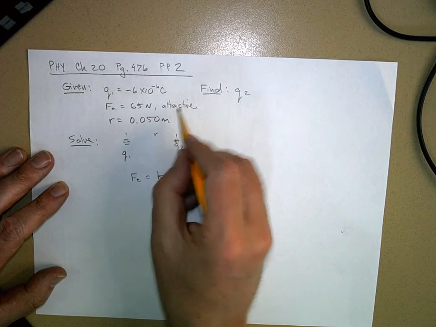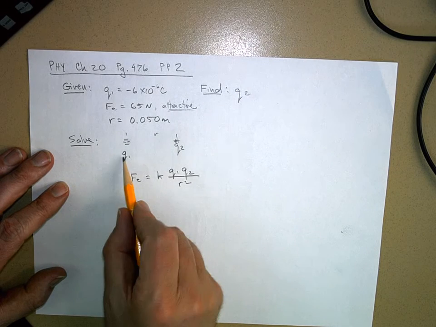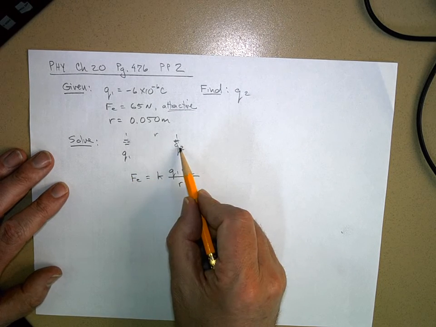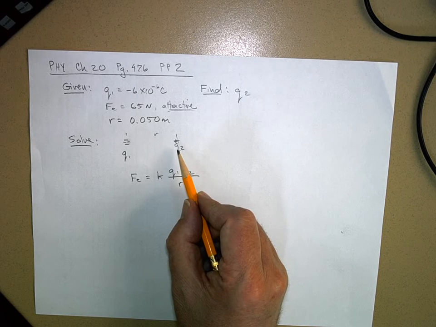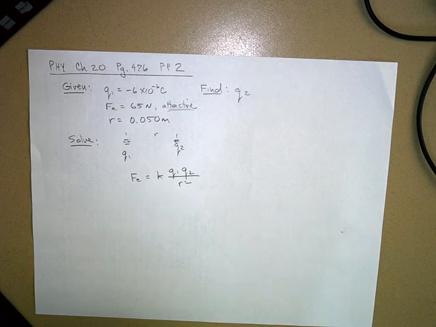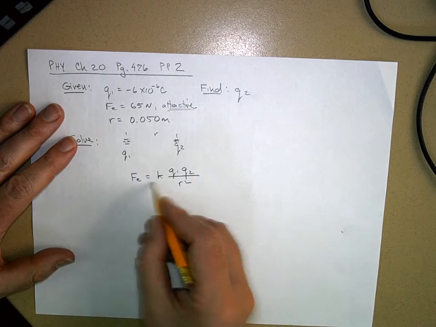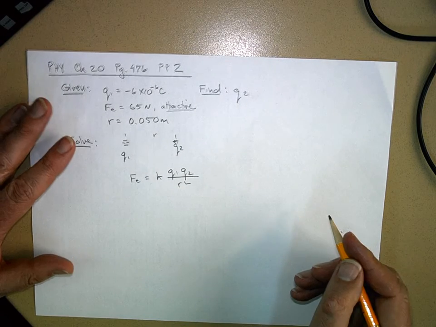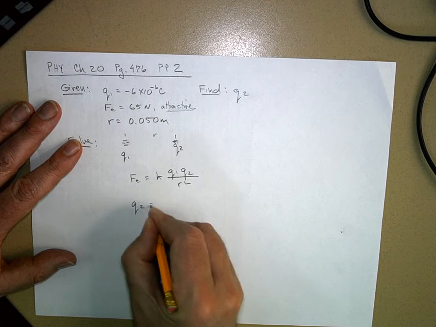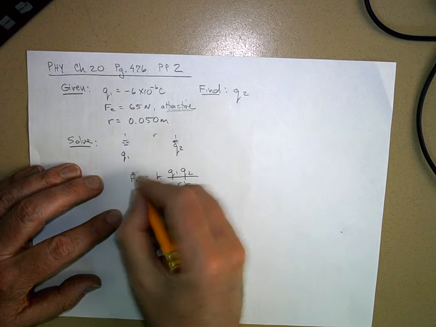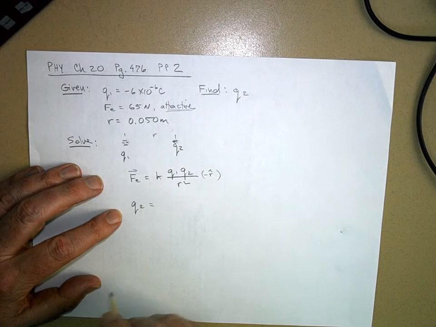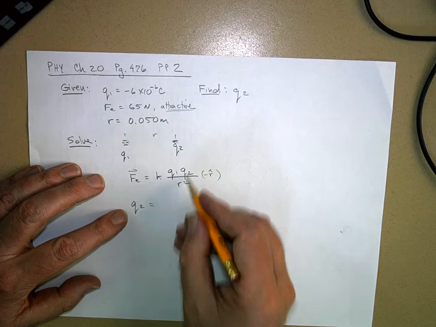Now it says it's an attractive force, so since this is given to be negative, if it's attractive, what does Q2 have to be? It has to be a positive charge. So we got that. So now we can just take this expression and solve it for Q2. And so this is in the negative R hat direction. So I'm just going to solve for Q2.